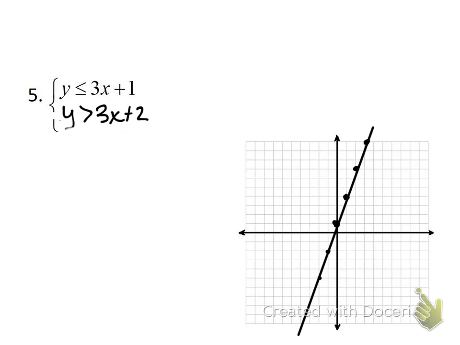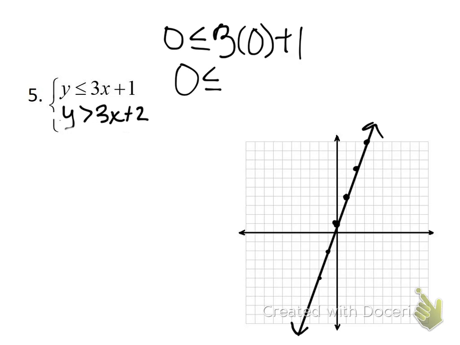All right, what point do we want to test? Anybody? All right, we can still test 0, 0. It is just barely below that line, but we can still test it. It's not on the line. So if I test 0, 0, I have 0 is less than or equal to 3 times 0 plus 1. Is 0 less than or equal to 1?